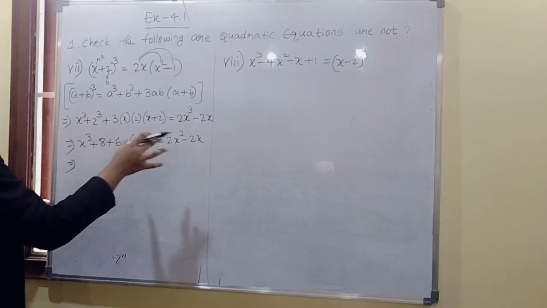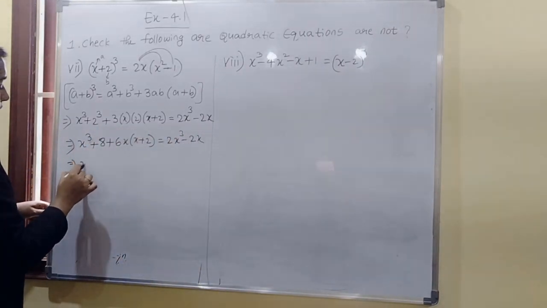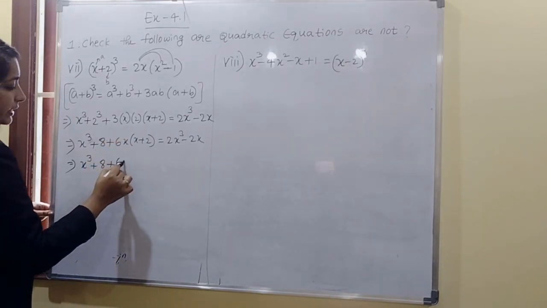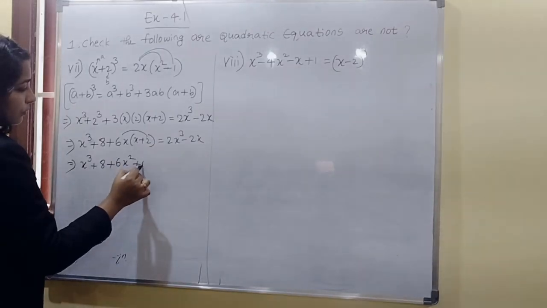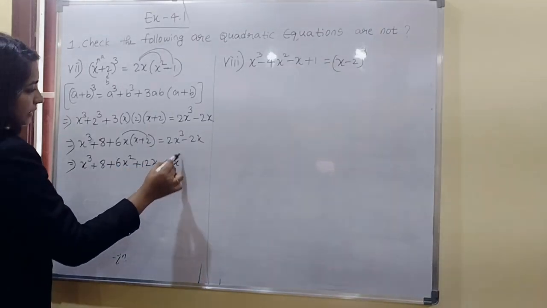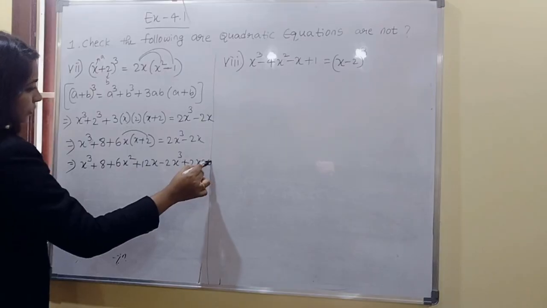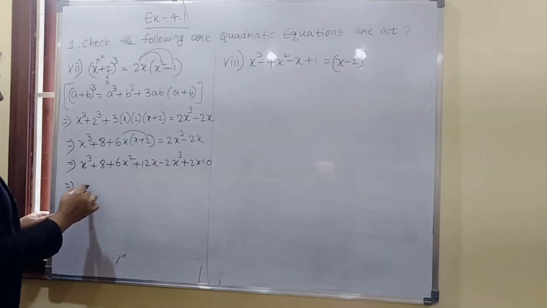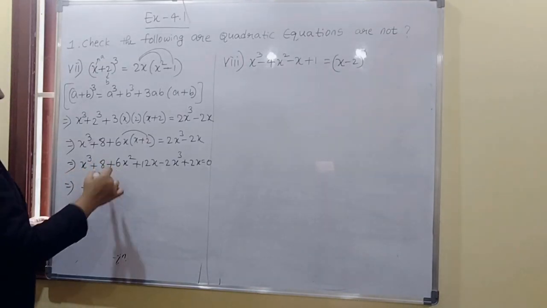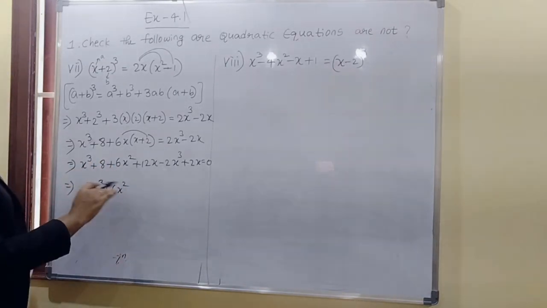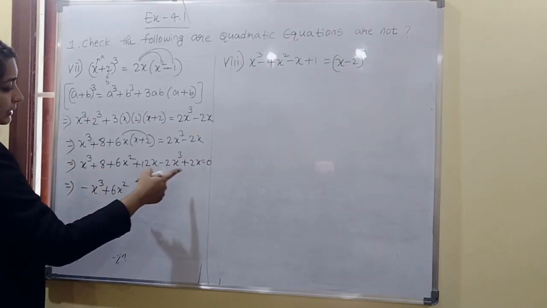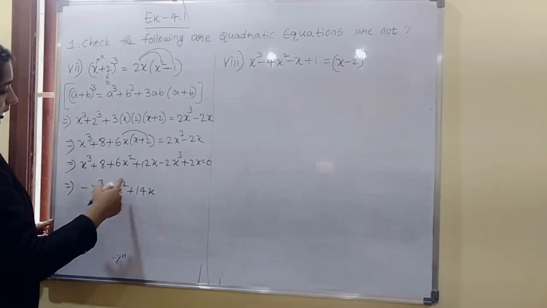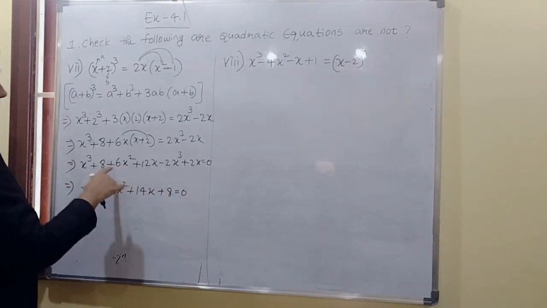Now I'm taking these two terms to this side. So x cube plus 8 plus, again you simplify this, 6x into x, 6x square, 6x into 2, plus 12x, minus 2x cube plus 2x is equal to 0. Okay, so x cube minus 2x cube, that is minus x cube. 6x square, I'm writing the terms in the descending order of powers, and 12x plus 2x, that is plus 14x, and plus 8.